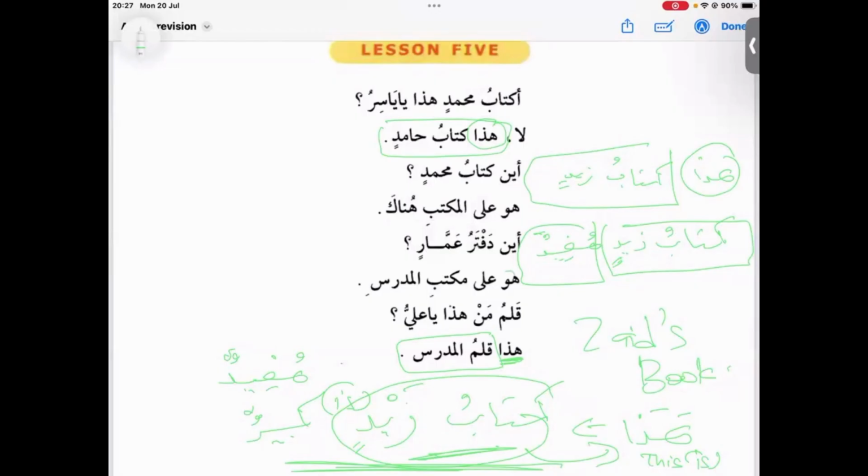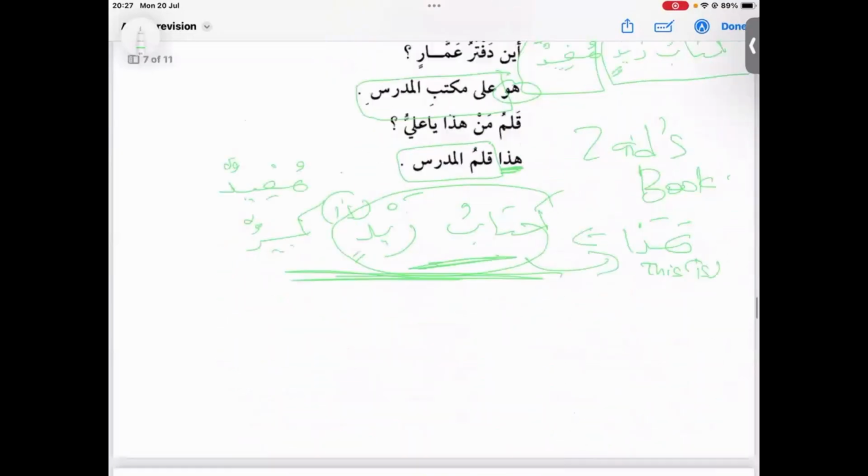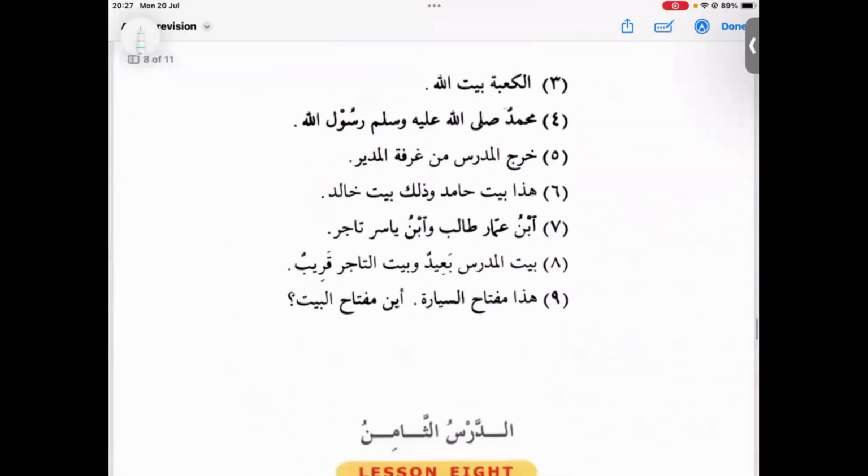Another example, huwa, that's the mubtada, and here that becomes the khabar. Ala maktabil mudarrisi. It is on the desk of the teacher. More examples. There's the first part. Al-Ka'batu. The Kaaba is, that's the first part. Al-Ka'batu Baytullahi. That's the second part, the khabar.